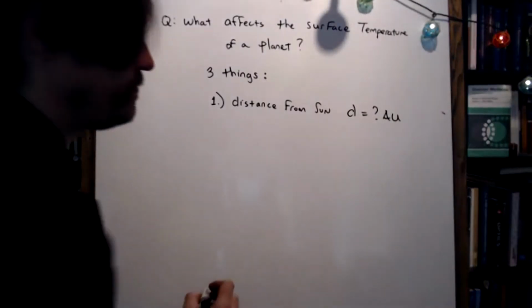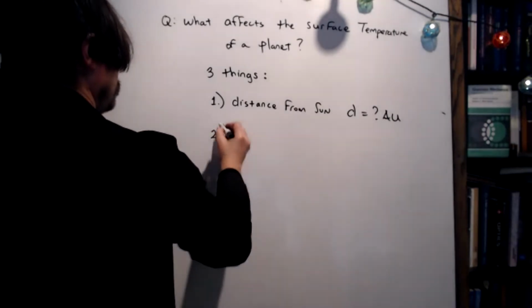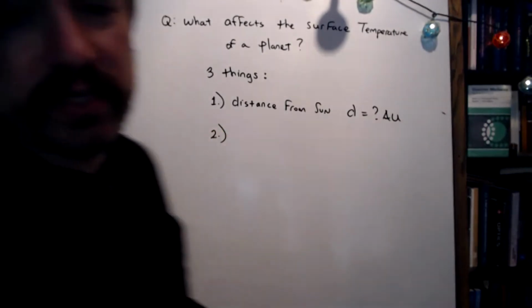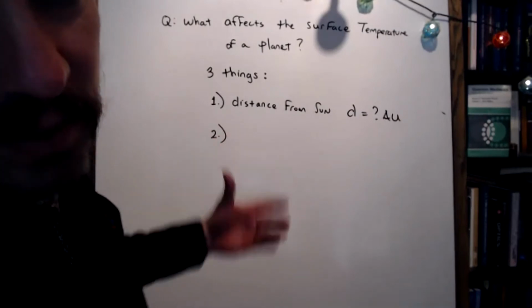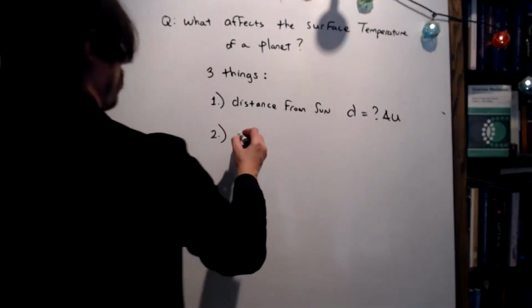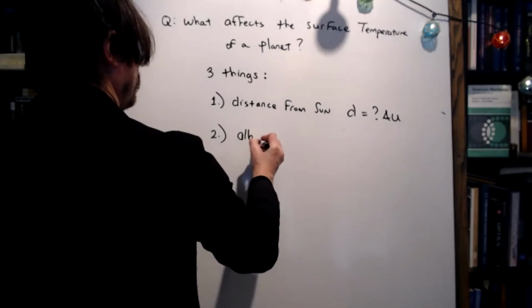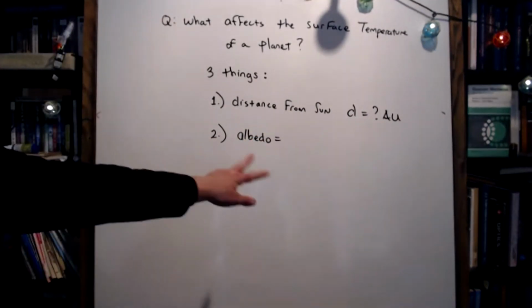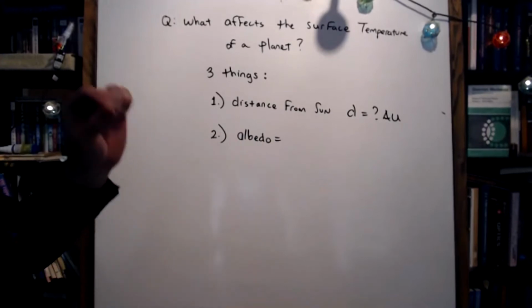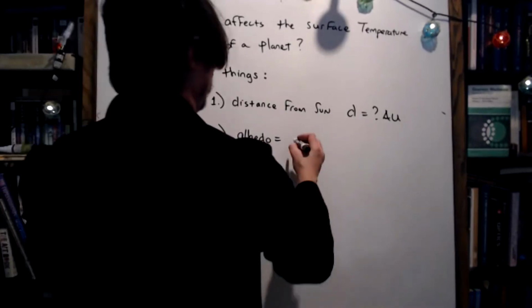What's the second thing? The second thing you might actually have a hard time guessing. It's about the reflectivity of a planet. It's called the albedo. The albedo, which looks like albedo, is the percent reflectivity of your planet.